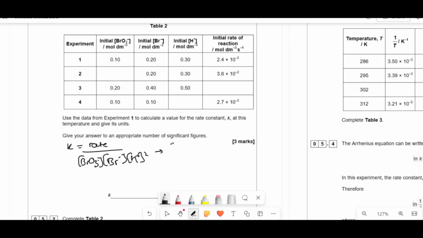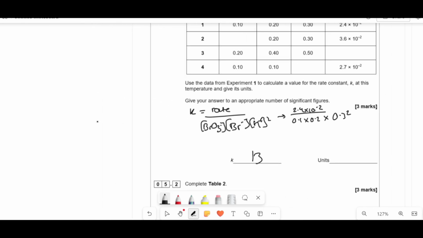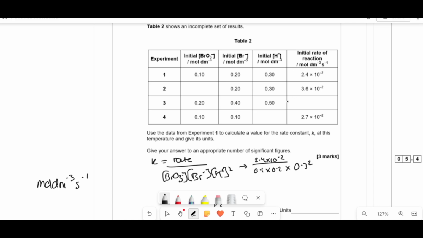So we would do 2.4 times 10 to the minus 2 divided by the concentration of BrO3⁻, which is here, 0.1, times Br⁻, 0.2, times H⁺, 0.3 squared. Now if we do that, we get roughly, well, it's got to be two significant figures to match the question, so I'm going to go with 13. Now to work out its units, all rates in this context are going to be measured in mol dm⁻³ s⁻¹. And also you can see that because the table tells you this.